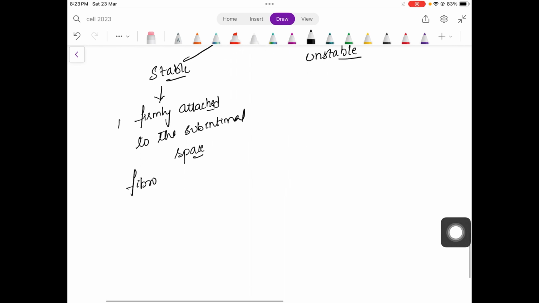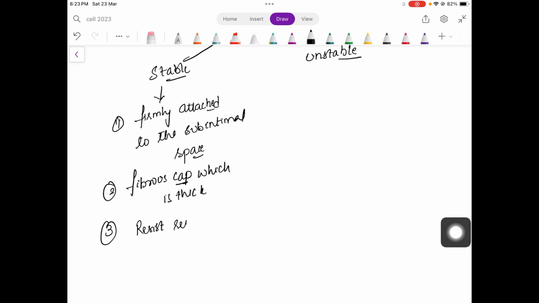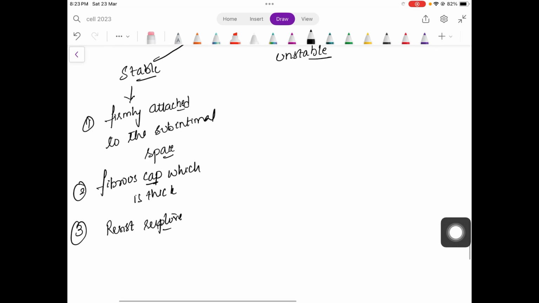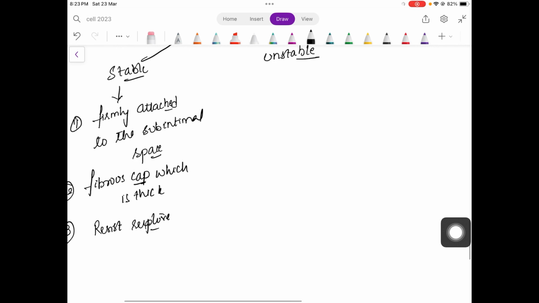And the fibrous cap, this is one point, this is the second point: the fibrous cap is thick, and this fibrous cap will resist rupture. And these unstable plaques are prone to rupture. How will this rupture occur?